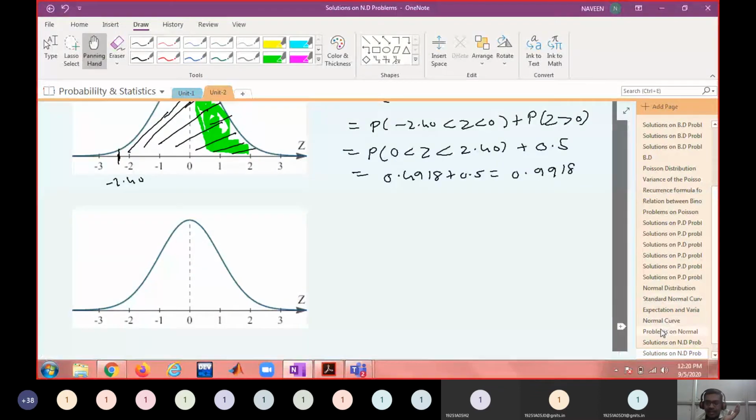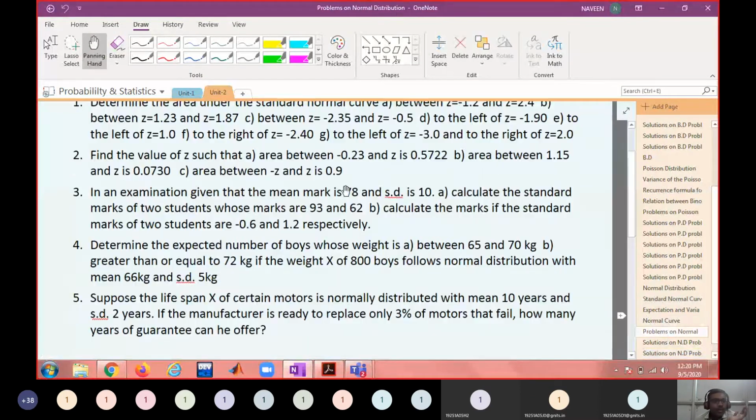Okay. Anything else? To the right of minus 2.40, this I completed, right?